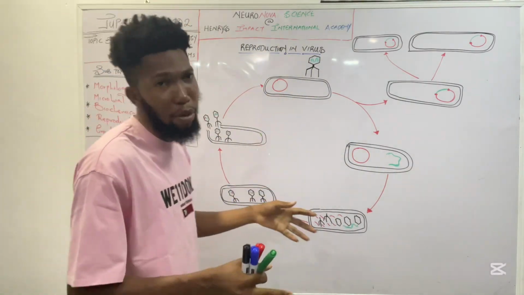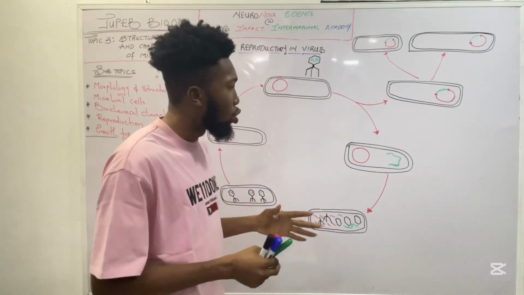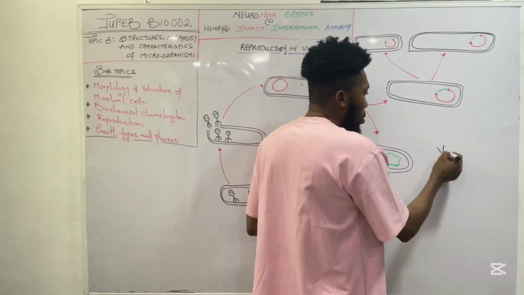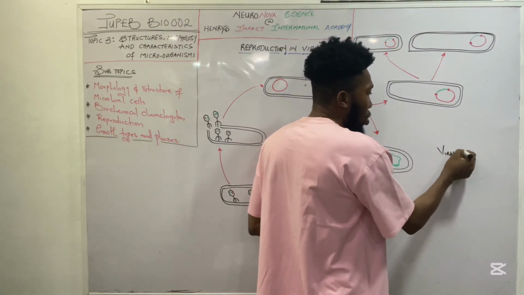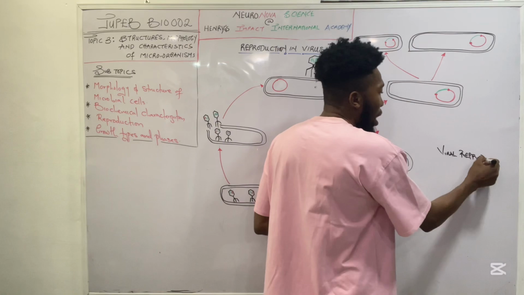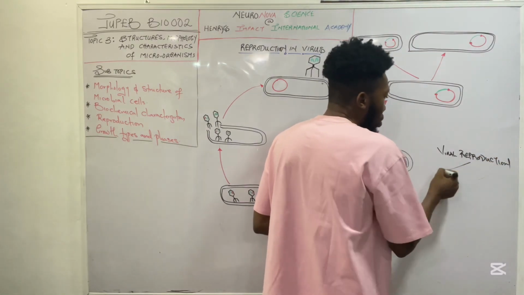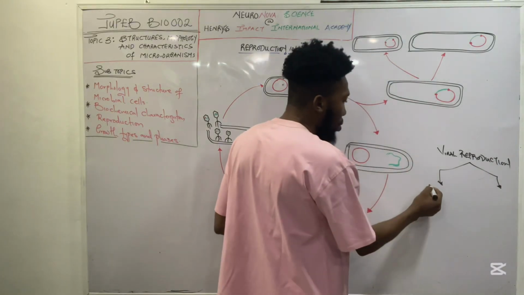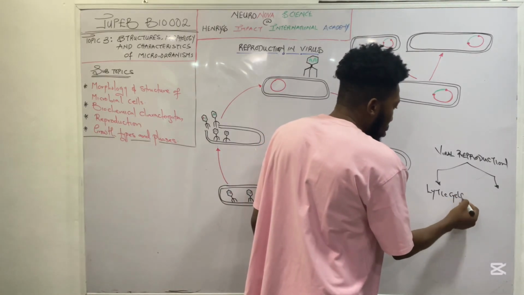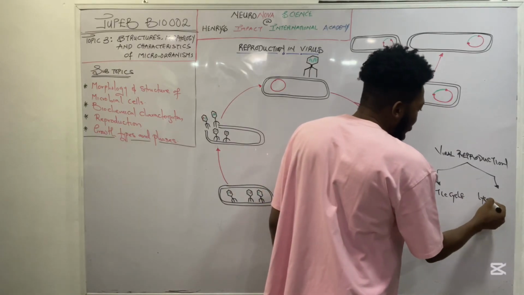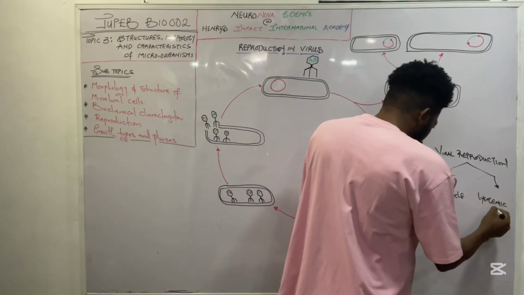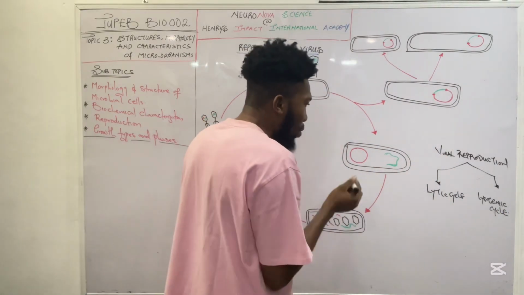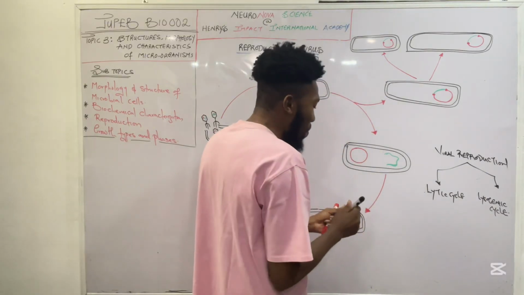Just as bacteria reproduce, viruses also reproduce, but they do so making use of two major kinds of cycles. Viral reproduction occurs via two major cycles. And what are the two cycles that we have? We have the lytic cycle and the lysogenic cycle. Majorly, the lytic cycle is just like an immediate infective cycle.